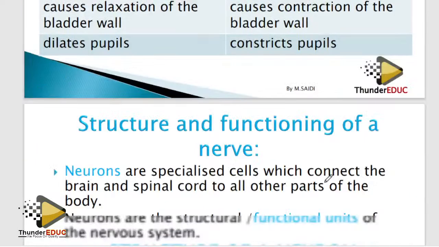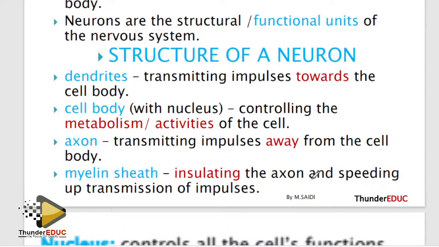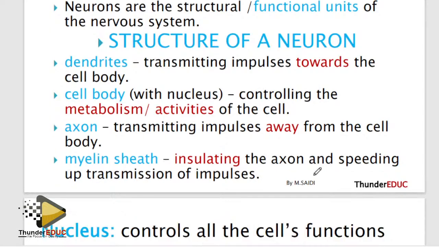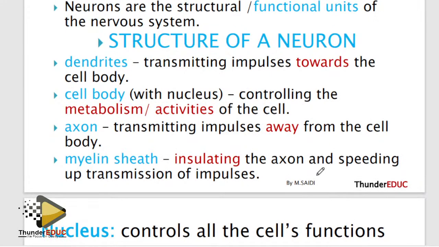So let's go to the neuron. Dendrite, cell body, axon, then myelin sheath. Dendrite transmits impulse to a cell body. Cell body, that's where activities take place. Then axon transmits impulse away from the cell body. And then myelin sheath, that is a sheath. When you talk about the sheath, it is a protector.